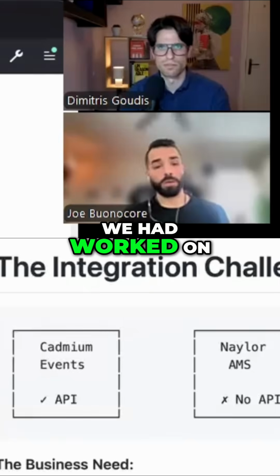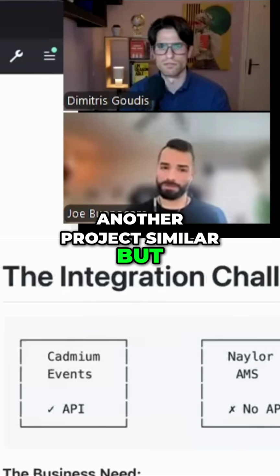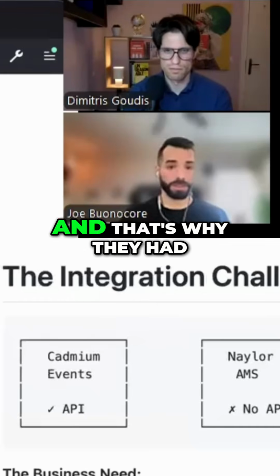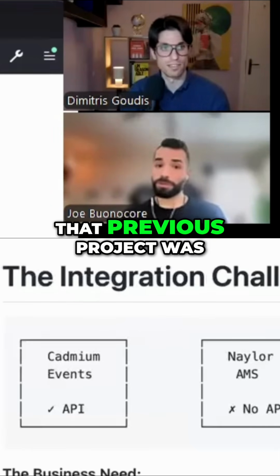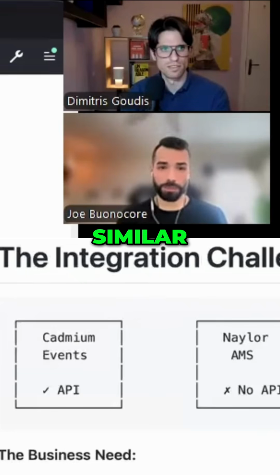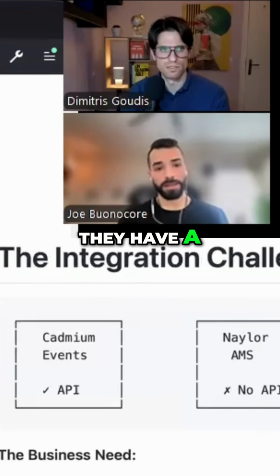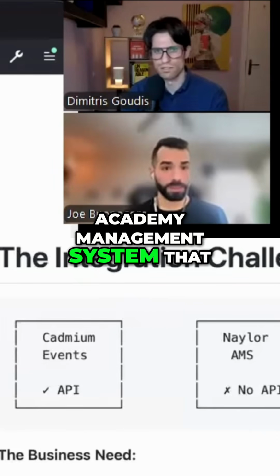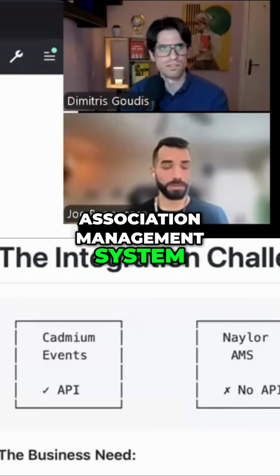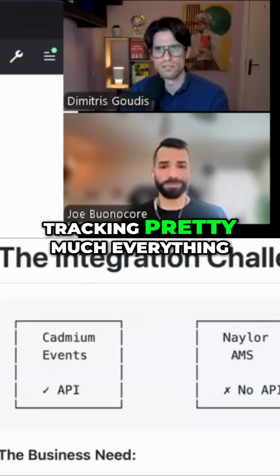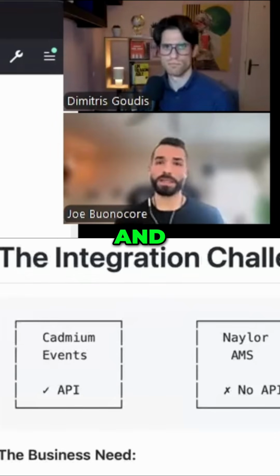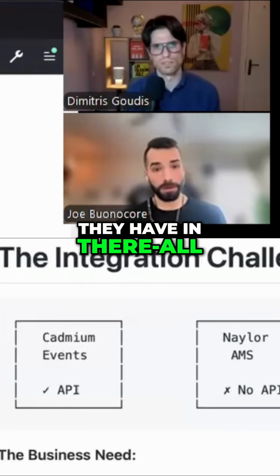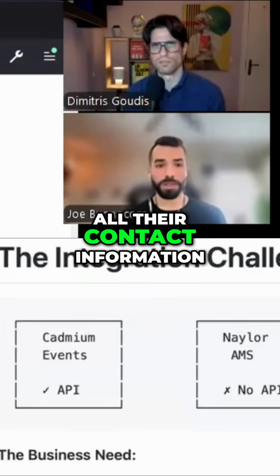Now, we had worked on another project similar but very different for them previously, and that's why they had come to us asking if there's anything we could do for this. That previous project was, again, like I said, similar. They have an association management system that they're using for tracking pretty much everything. It's their CRM of sorts, if that makes sense. And they have in there all of their client information, all their contact information.